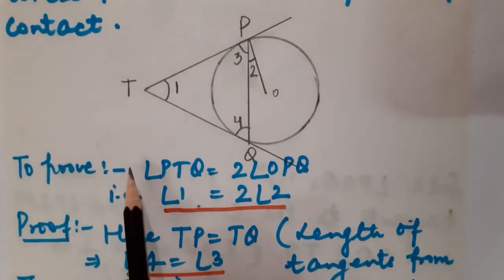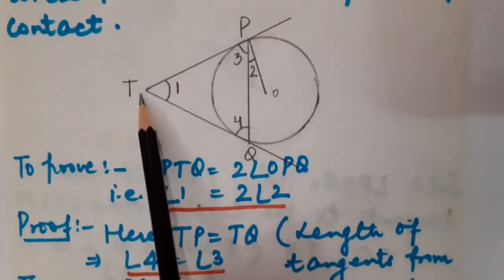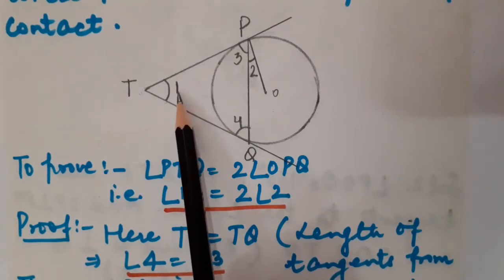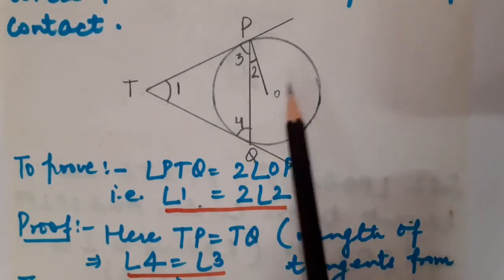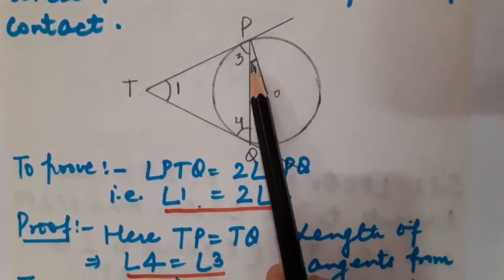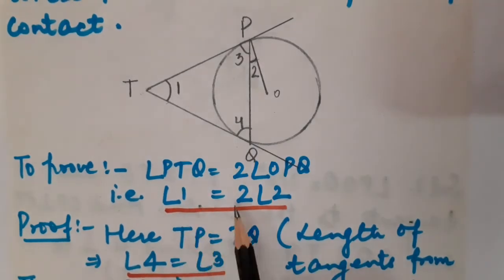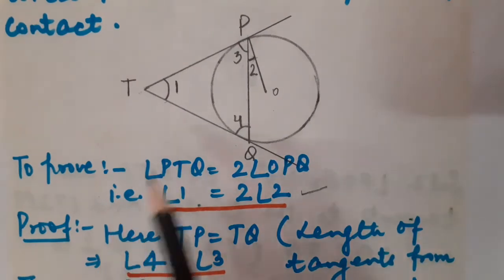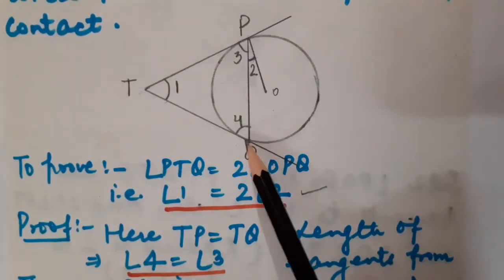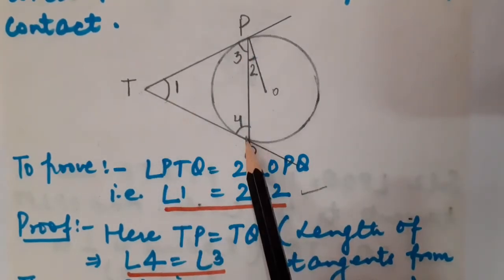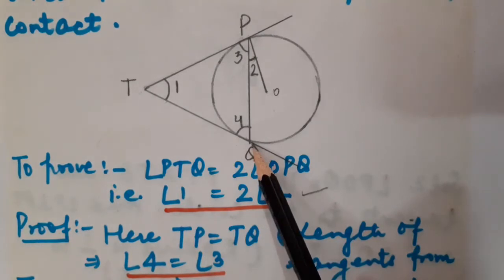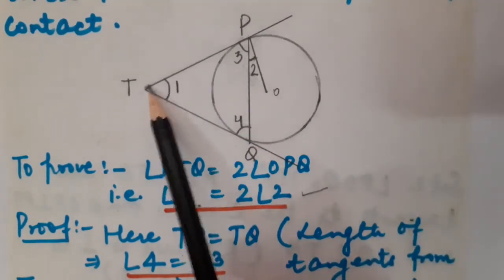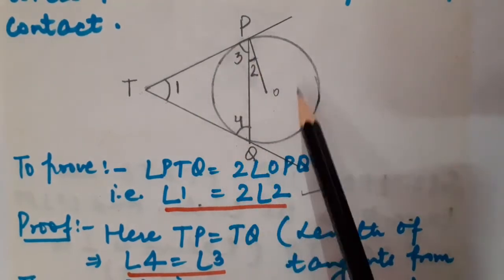Now what do we have to prove? We have to prove that angle PTQ, meaning this angle 1, for your convenience I have given names to the angles, is equal to twice of angle OPQ, meaning angle 2. So I have to prove that angle 1 is equal to twice of angle 2. Correct children? Now children, if I join both the points of contact, I get a triangle TPQ. And please have a look. As you know, TP is equal to TQ. Reason? Theorem 10.2: the lengths of the tangents from the external point to the circle are equal.